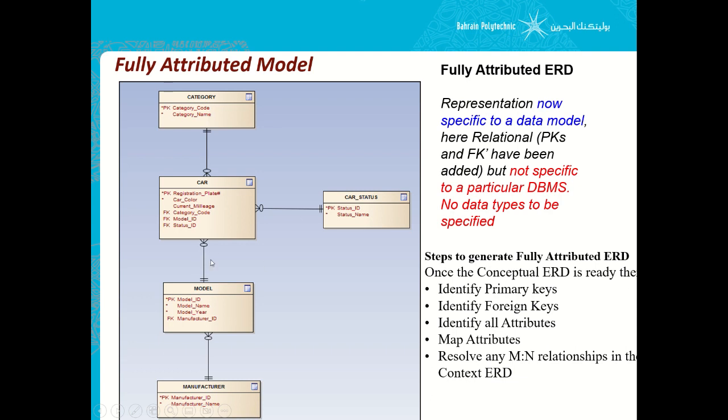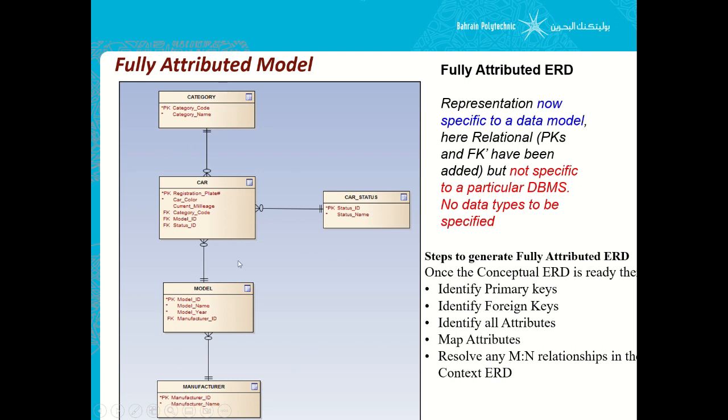Another thing you have to keep in mind is that if there is any M:N relationship identified in the context ERD, that has to be resolved at the fully attributed model, because the composite entity basically uses the primary keys of those two entities which have an M:N relationship. Only when you know the attributes will you be able to come out with a composite entity. That's why we resolve this issue at the fully attributed model level and not at the contextual model level or the conceptual model level.